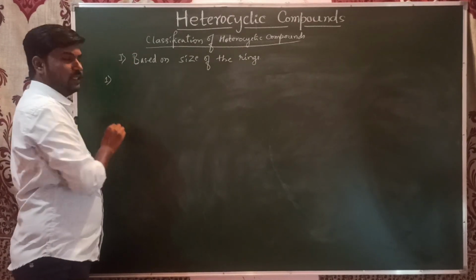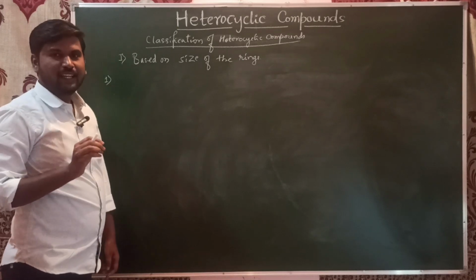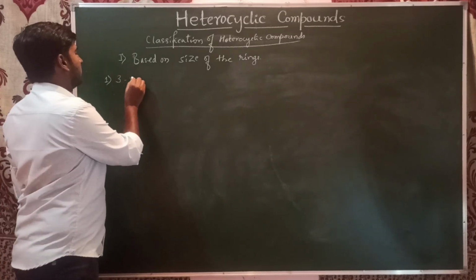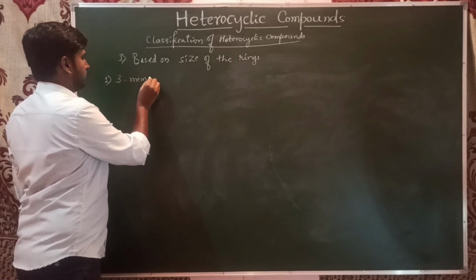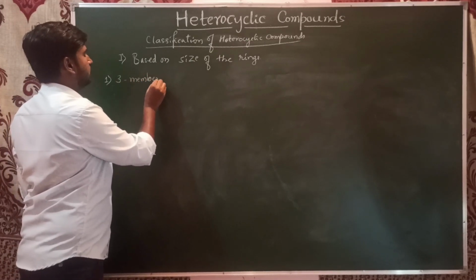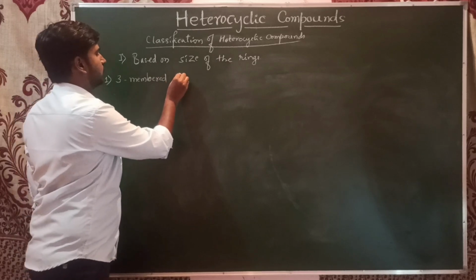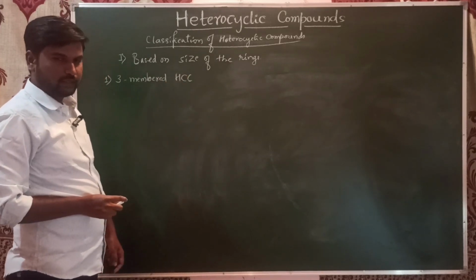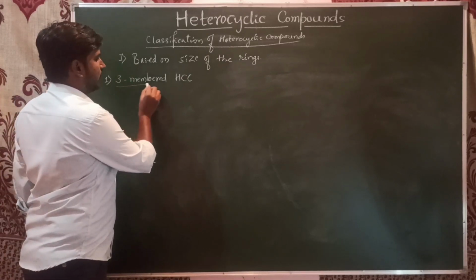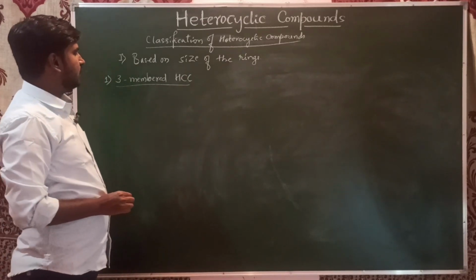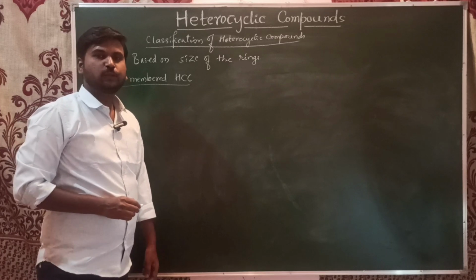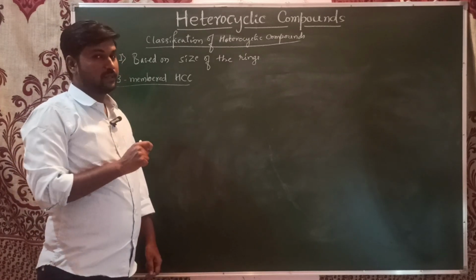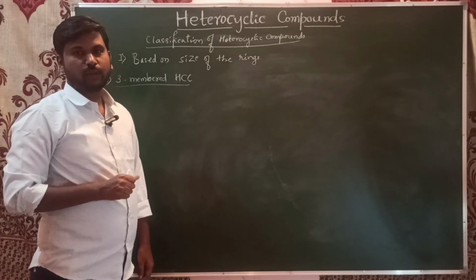The first one is that we should have a minimum of three elements to form a ring. That's why the first one is three-membered heterocyclic compounds. HCC, I am writing it in short form as an abbreviation. In three-membered heterocyclic rings, the ring has to be made up of three atoms, so at least one must be the heteroatom.